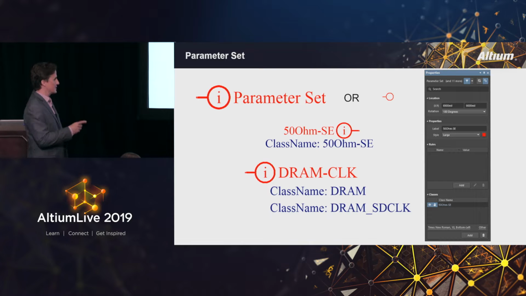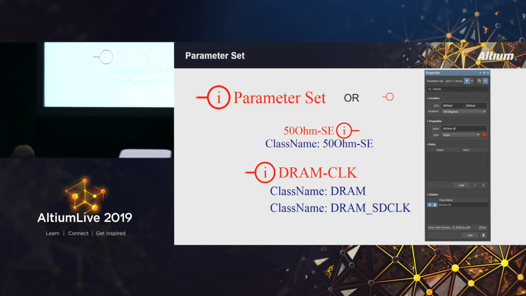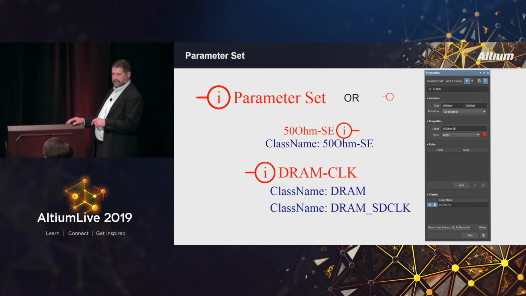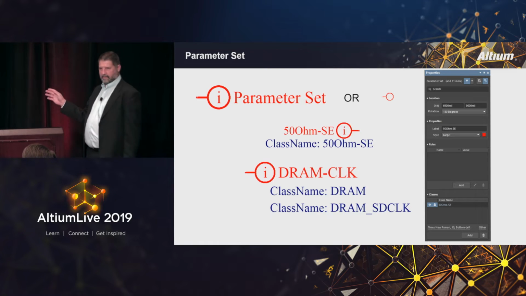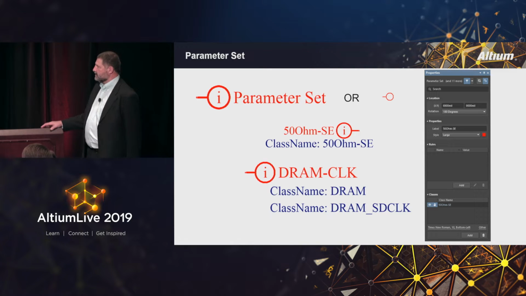So parameter sets. One of the big errors that I see with this is people will name the parameter and think they're done, but actually it's the blue part that matters. The red part is a story. The blue part is the action. That's the most common mistake I see with parameter sets.